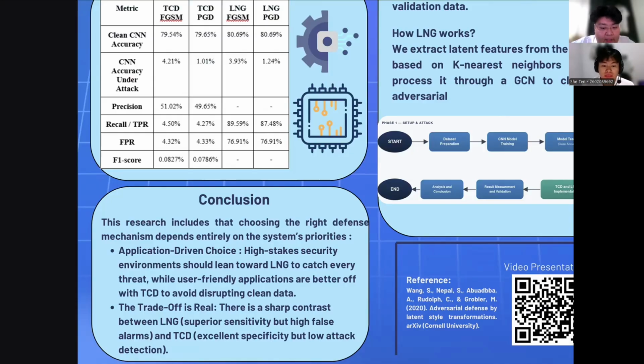Overall, LNG is the better choice when detecting as many adversarial attacks as possible is the priority, while TCD is more suitable when reducing false alarms is more important. So, in conclusion, there is no single method that is best for every situation. The choice depends on the requirements of the application.